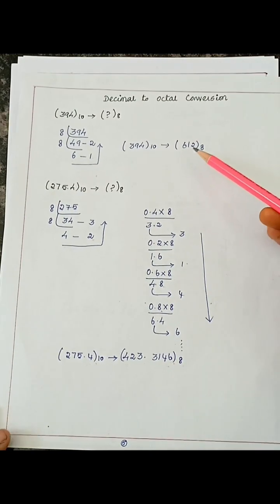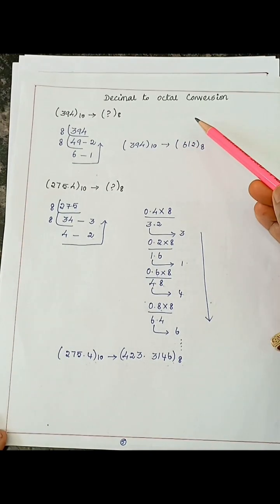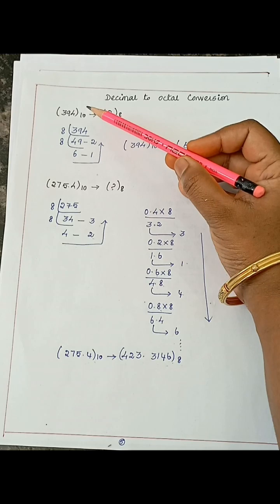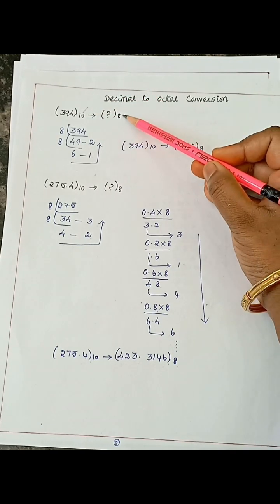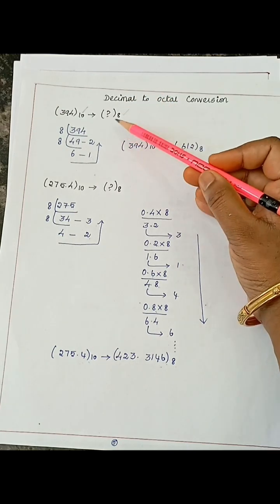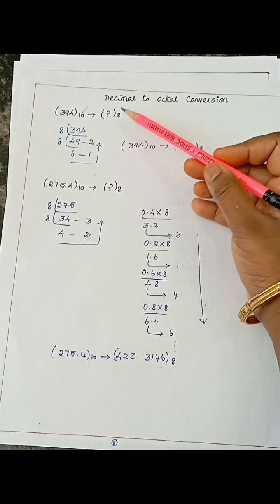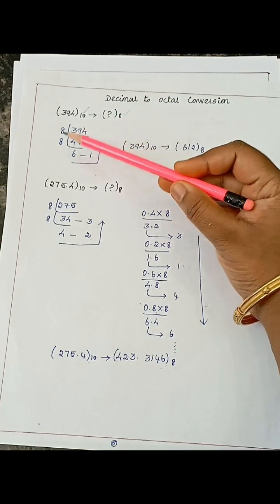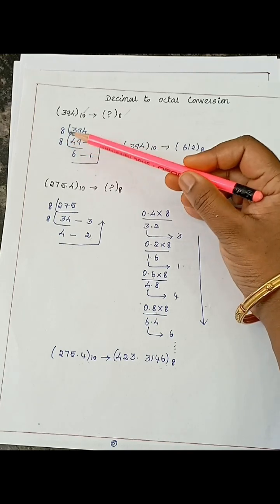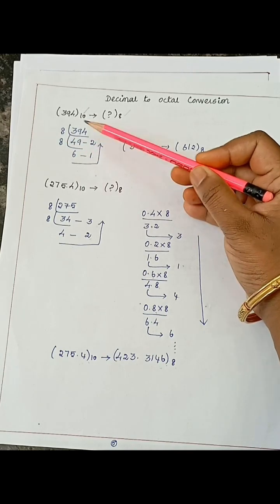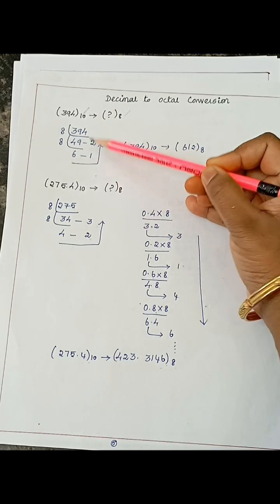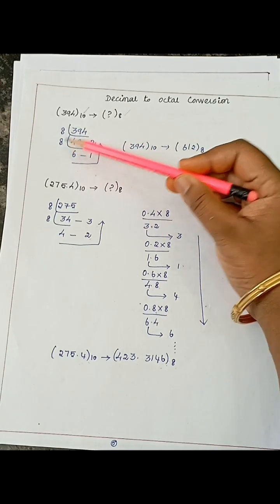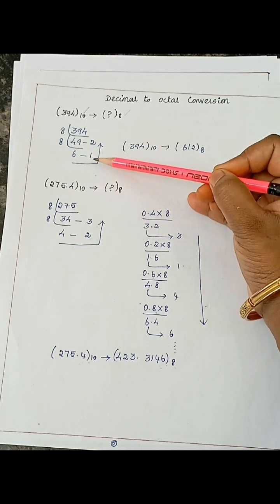So the next conversion is decimal to octal conversion. For the decimal number, the radix value is 10 and for octal, the radix value is 8. In order to convert decimal to octal, we have to perform the division with respect to 8. So 394 is divided by 8. We are getting 49 with the remainder of 2. Again we divide by 8. We are getting 6 with the remainder of 1.